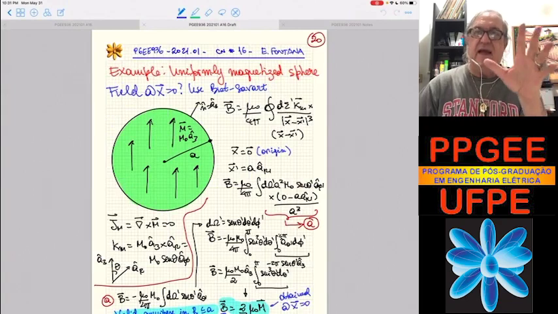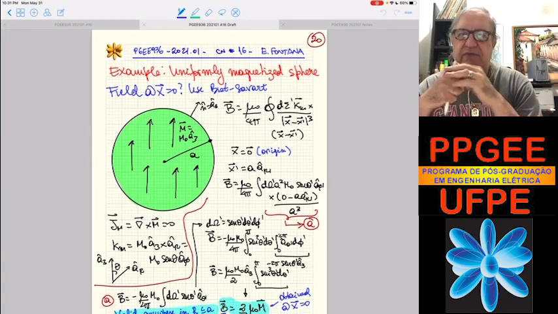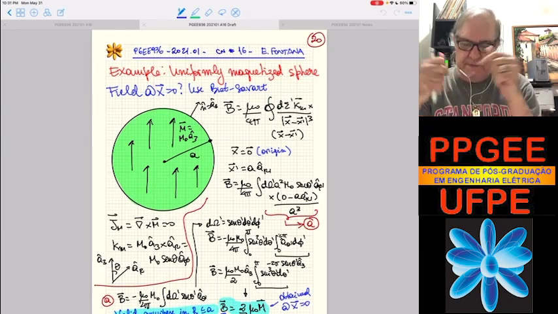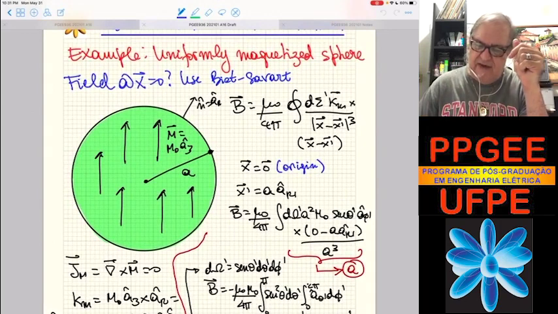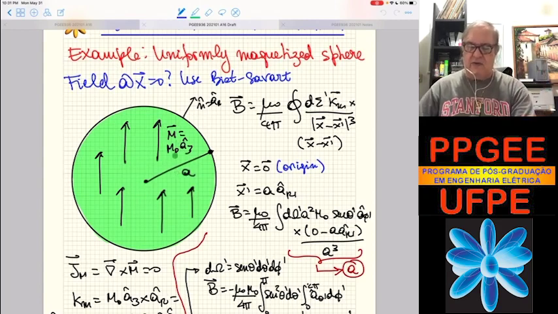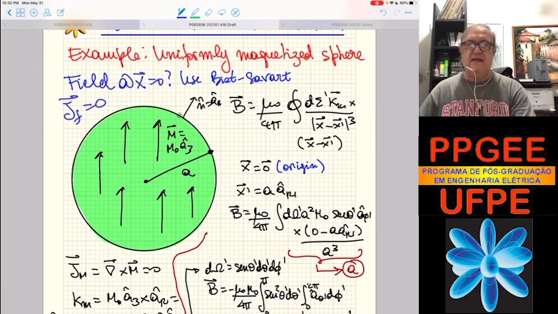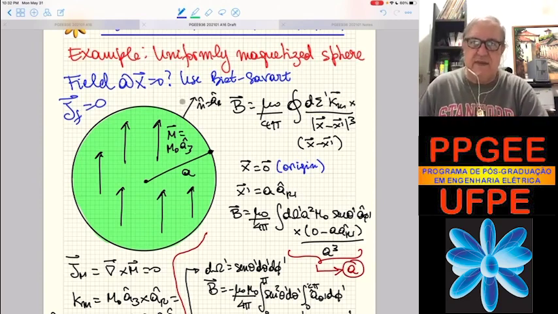Let's show how those concepts of equivalent current density are interesting and important, and they sometimes facilitate the calculation of the fields. For instance, suppose that you have a magnetized sphere, uniformly magnetized, with the magnetization along the z direction. Let's calculate the field at x equals 0, because it's simple to calculate. We're going to replace the sphere by the equivalent currents. In this problem, there's no free current density, only magnetization, so it's the magnetic effect due to the material medium itself.